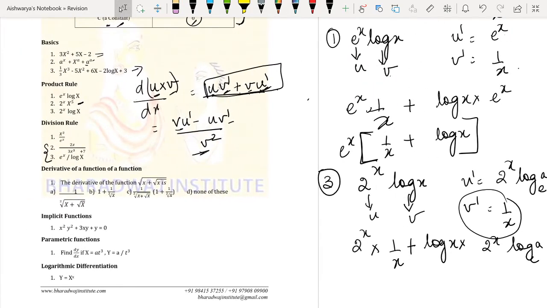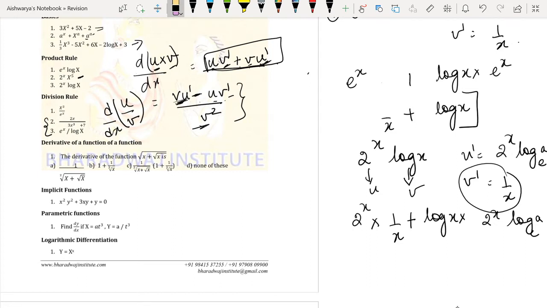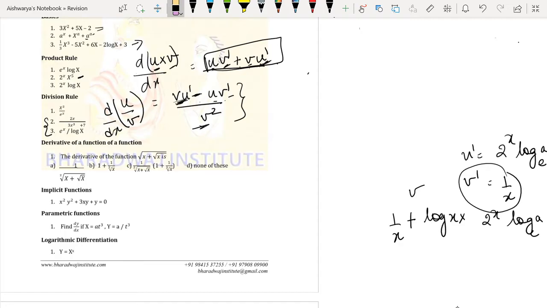Okay. Now coming to division rule. Division rule means you have two terms divided, u divided by v, and when you are differentiating u divided by v, you will be using this particular formula. What is the formula? V into u dash minus u into v dash. This order is very important. If you change the order, there is a minus sign in between, the answer will go for a toss. So how we would do division rule is, let me do the first question for you. The second and the third you will practice.